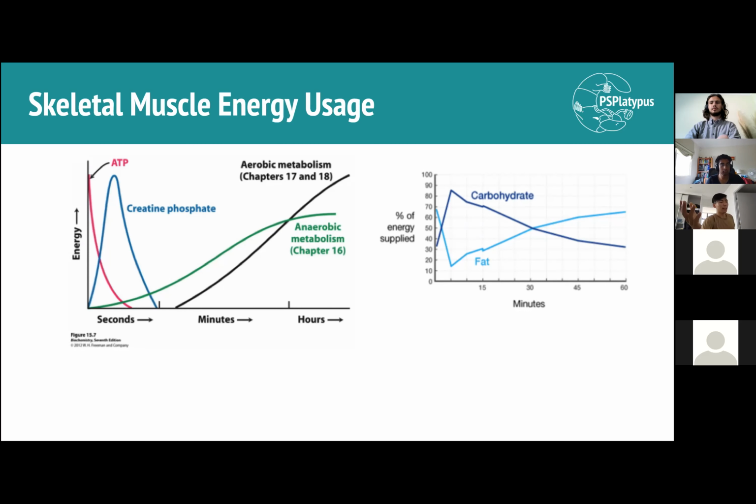The diagram on the right showcases how fats are the primary source at the beginning, they die down, and carbohydrates ramp up, and then it switches over at about 30 minutes.